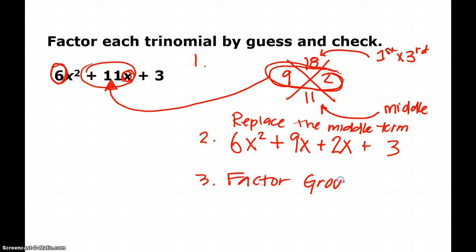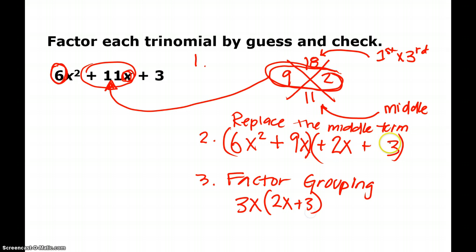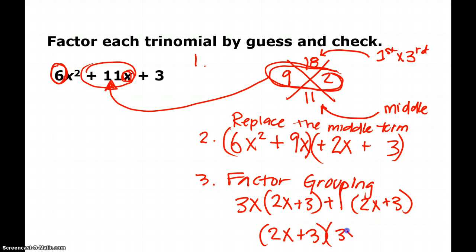Because how many terms does this have? This has 4 terms now, and when we see 4 terms, our brains are going to say grouping. So now we factor this by grouping. So I'm going to clump the first 2, I'm going to clump the last 2. I can take a 3x out of that, and I have a 2x plus 3 left behind. There's nothing I can take out of here, so I'm going to take a positive 1 out, and I have a 2x plus 3 left behind. So I'm going to pull out the 2x plus 3, and I have a 3x plus 1 left behind.